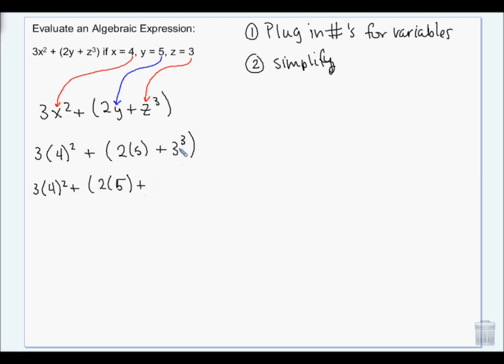Three to the third is 3 times 3 times 3, so that's 27. Okay. Now I'm going to do this 2 ways. I'm going to do one where I do each step individually, and then I'll show you another one where you can do more than 1 step at a time.